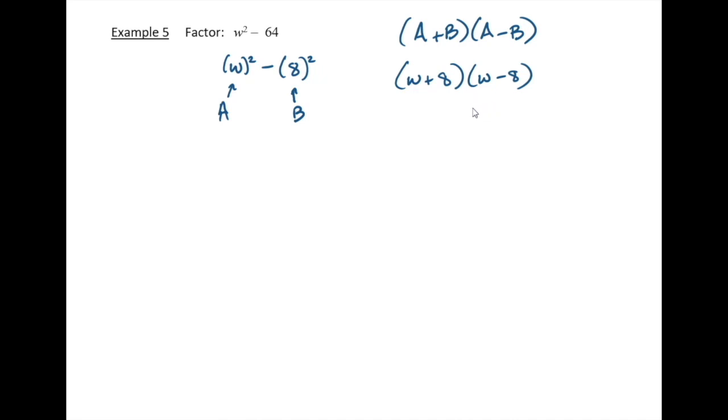And it's easy to check the product of the inner and the outer terms here. Positive 8w plus negative 8w is equal to 0. So we have no middle term or no w term here. And of course, these factors are not the same, so we cannot combine them with an exponent. Let's look at one more difference of squares.